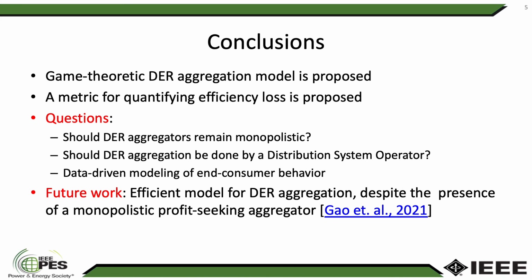Also, for future work, is there an efficient model for DR aggregation? Can I have a DR aggregation model that is efficient, meaning it gives me the same outcome as the benchmark ideal case? And actually, there are some preliminary results that demonstrate that this is possible by two-part pricing.